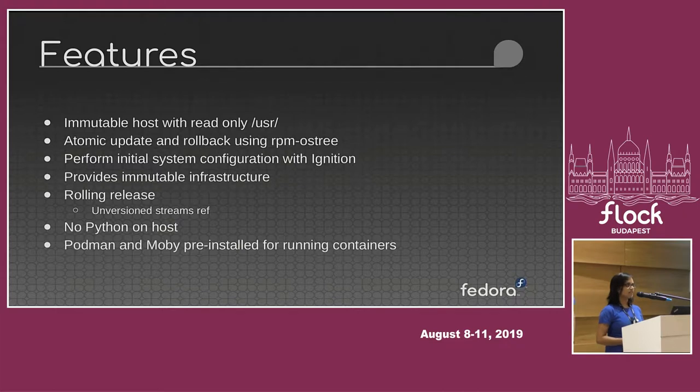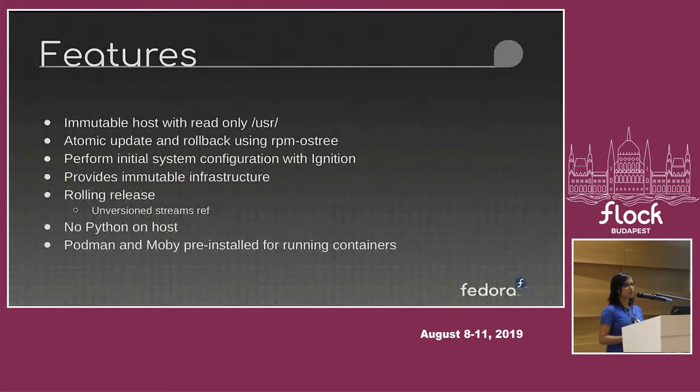Features. If you already know about rpm-ostree or OSTree, it also uses the same technology underneath. It has OSTree and rpm-ostree on top of it. We have an immutable host, which means /usr is a read-only file system. If you have used Silverblue or Fedora Atomic Host, you already know that /usr is mounted read-only, so you can't change anything there, which keeps the host immutable. It also uses rpm-ostree, which gives the features of automatic update and rollback. We'll learn more about the update mechanism later on.